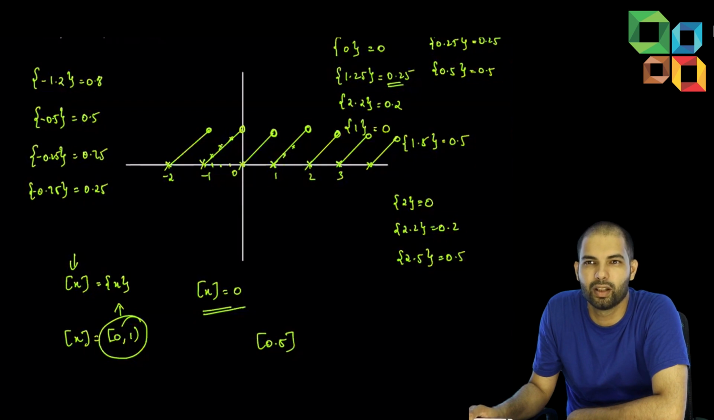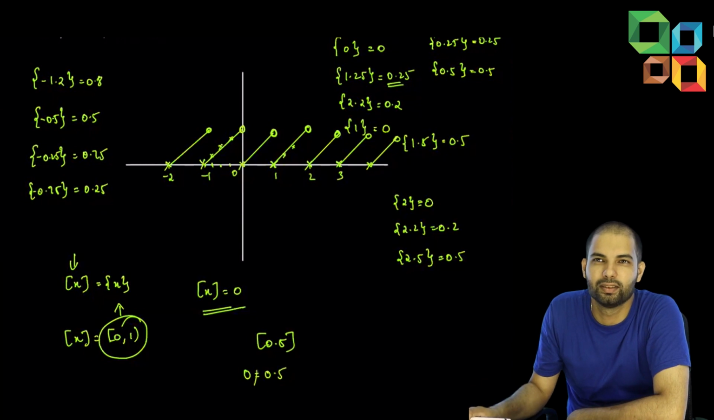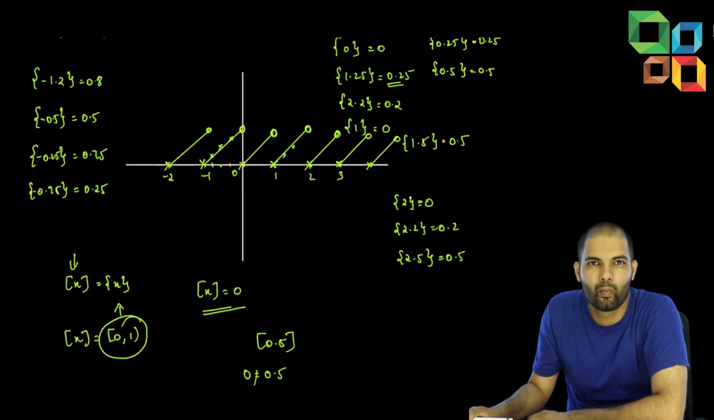What is the integer part of 0.5? 0, right? So 0 will be equal to... what is the fractional part of 0.5? 0.5. So they are not equal, correct? They're not equal. Okay. Any doubts here?